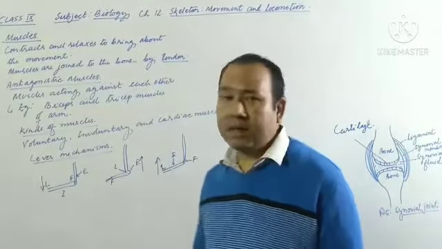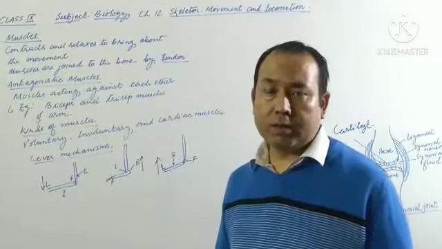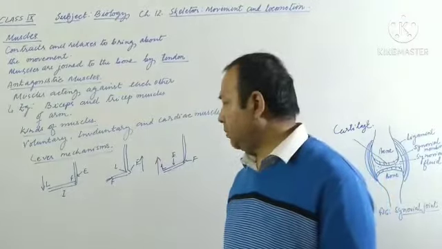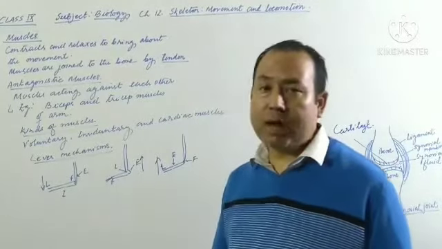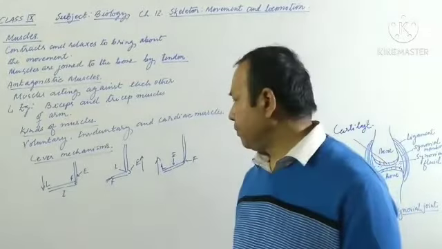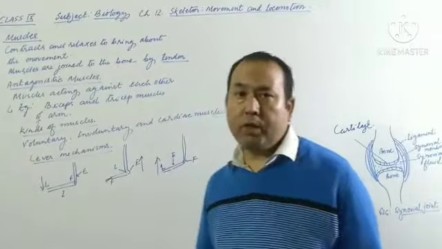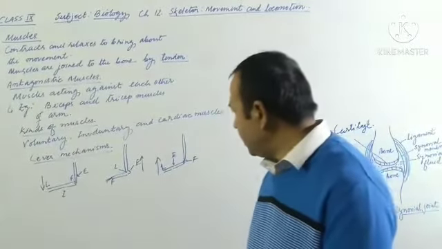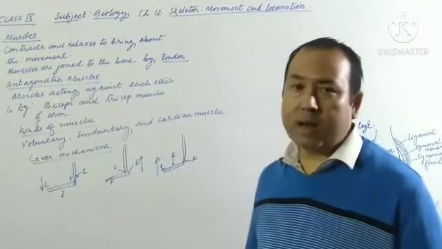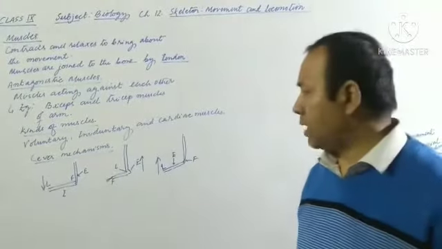Then comes lever mechanism. You might have learned about class 1 lever, class 2 lever, and class 3 lever in class 6. Here again, in case of class 1 lever, the fulcrum is situated in between the load and the effort. In case of class 2 lever, the load is present in between the fulcrum and the effort. And in case of class 3 lever, the effort is situated between the load and the fulcrum.